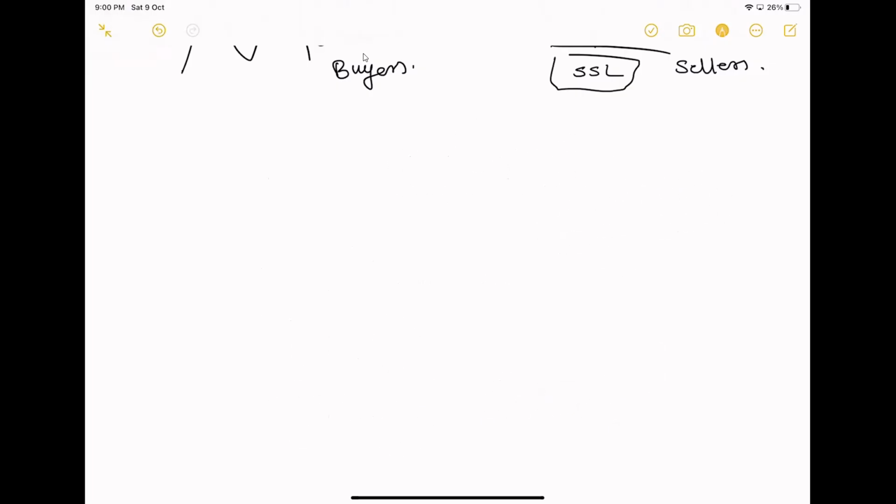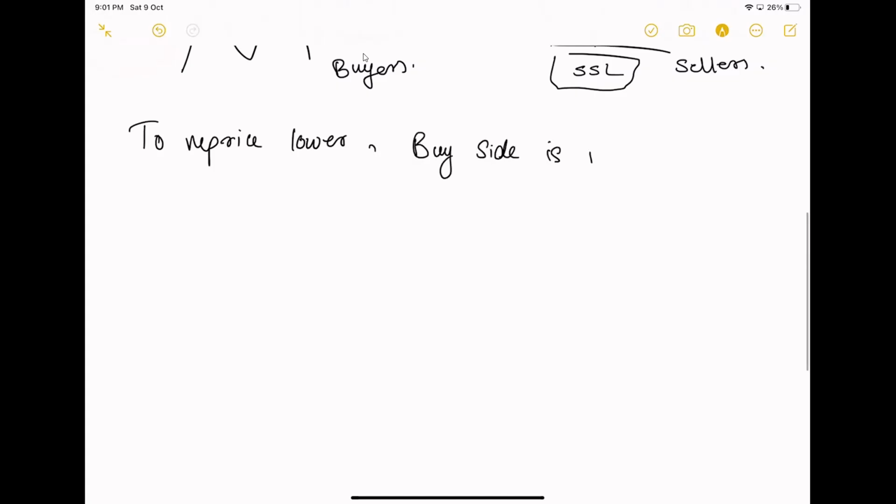Now, here's the thing. When we move to the trading part of things, here's what. Price, in order to reprice down, now listen up. To reprice lower, buy side is required.